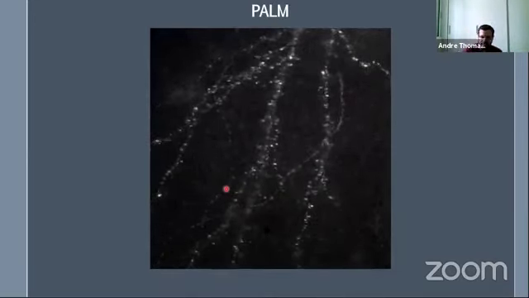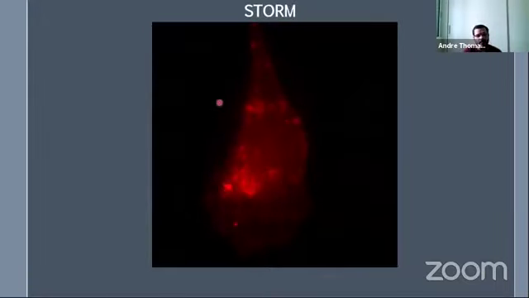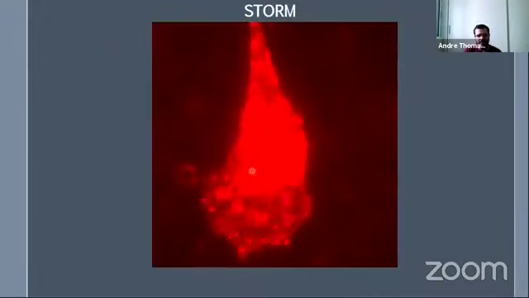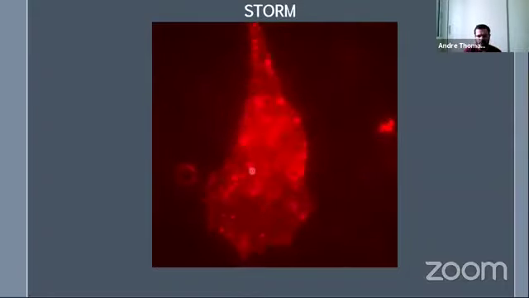And here it's a STORM image. I have the illumination laser here, and this is the fluorescence. Then I shoot a very bright pulse of UV light, and you see the blinking of the molecules. I'm detecting each molecule and calculating its center to get the resolution we want.